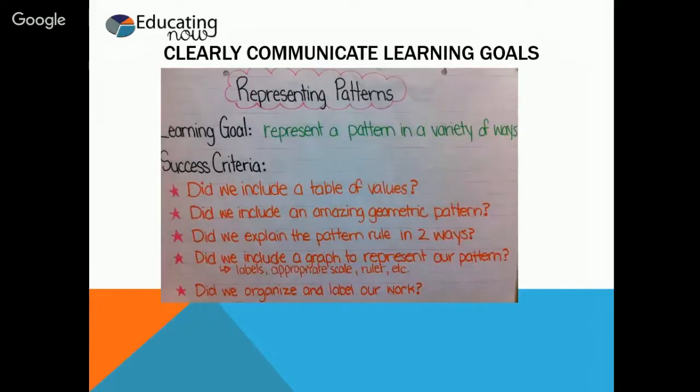Another aspect to this, which isn't really just for the teams, in my opinion, is just good teaching practice. We need to clearly communicate the learning goals with our students. So making it visual, not just saying it out loud, writing it on the board. What are our goals? So we need to state those, and we also need to tell them the success criteria.